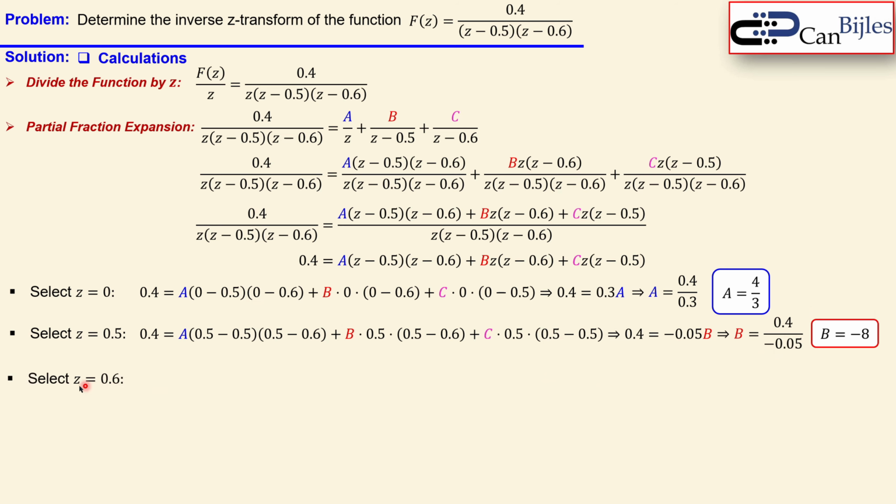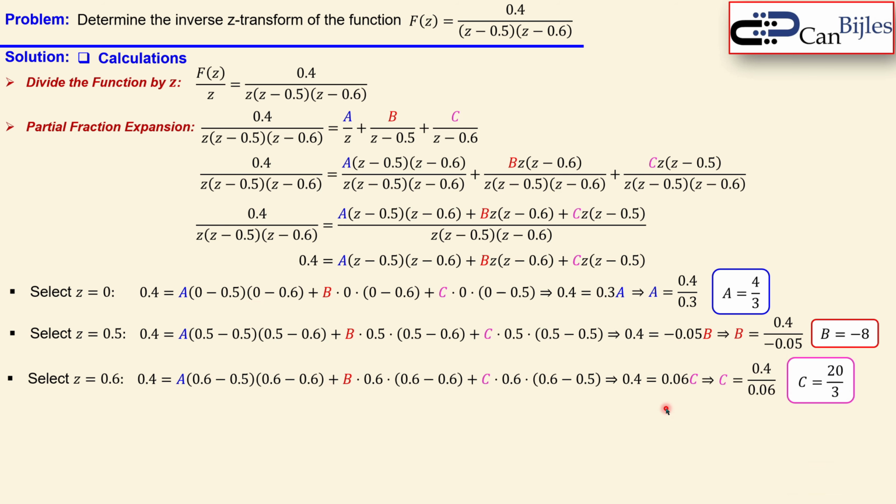Now we need to select another z in order to also calculate the c, and that is looking at the expression here again, and we can select 0.6 because then we lose the a and the b, but c will be present. So we have here the expression. You see again, everywhere where we see a z, we substitute the 0.6. We lose the a, we lose the b, we only have the c, and that is effectively 0.4 is equal to 0.6 times 0.1, that means 0.06. And we have here 0.4 over 0.06 for the c. That will result in 20 over 3 in the exact form.